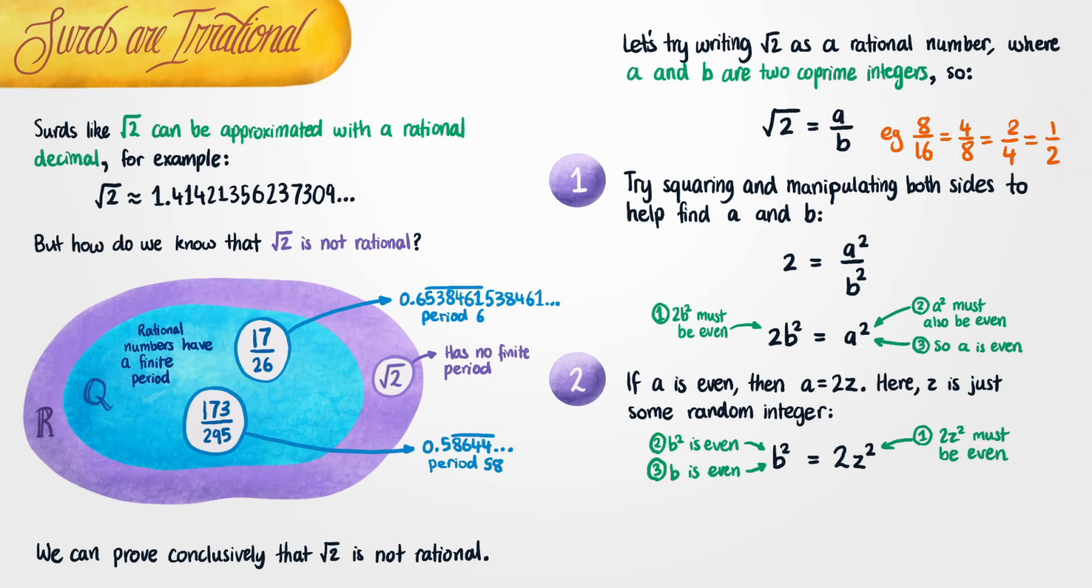So therefore, requiring a to be an even number and b to be an even number immediately contradicts the fact that a and b are two coprime integers, and therefore it must be impossible to write the square root of 2 as a over b.